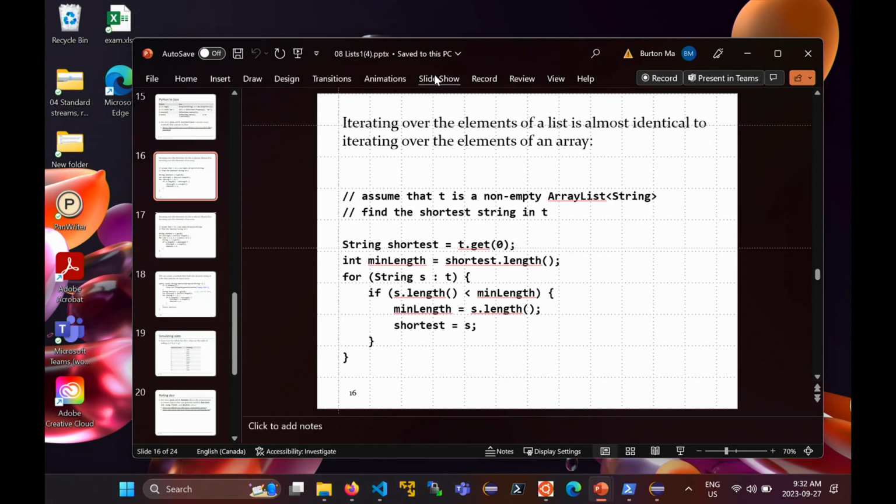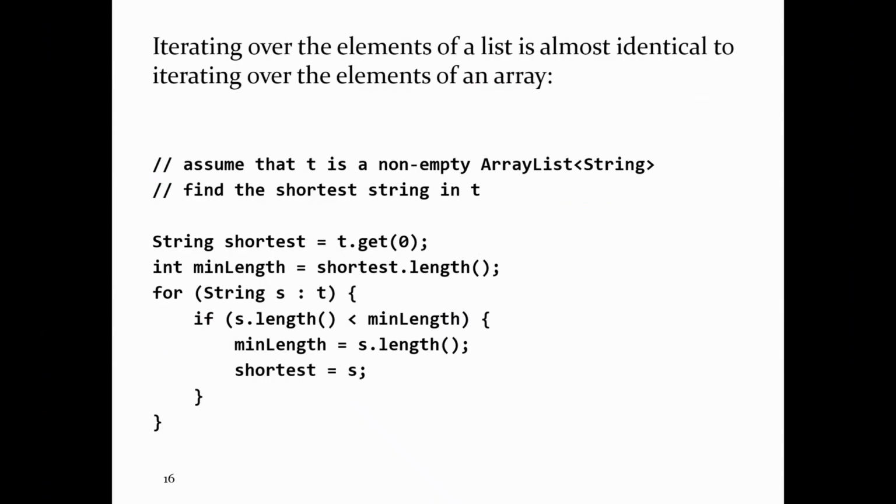So we were talking about lists in the previous lecture, right? And this is the slide that we ended up on. This is not a method, right? This is just a piece of code that takes in a non-empty list T and tries to find the shortest string in the list, right?